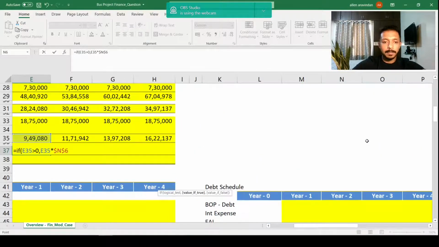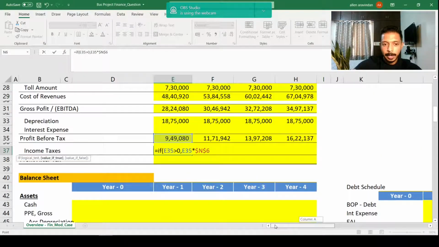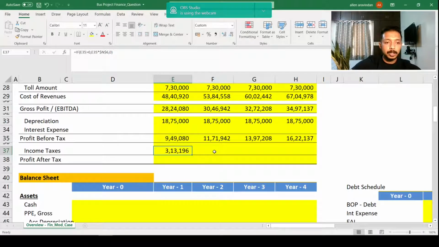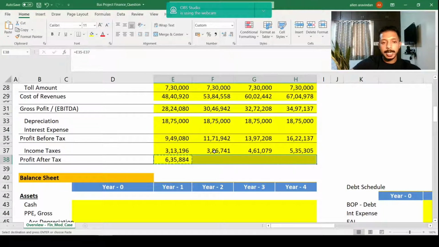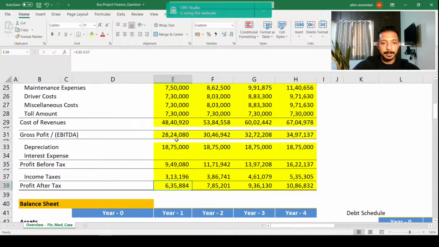I'm going a little faster because I'm assuming that you have the liberty to pause me and come back to the calculation again, right? And if the profit before tax is not greater than 0, then the value if false will be 0 tax. There you go. So that's the income tax calculation. And profit after tax is going to be profit before tax minus income tax, right? So that gives me the interim PAT without other income and interest expense.